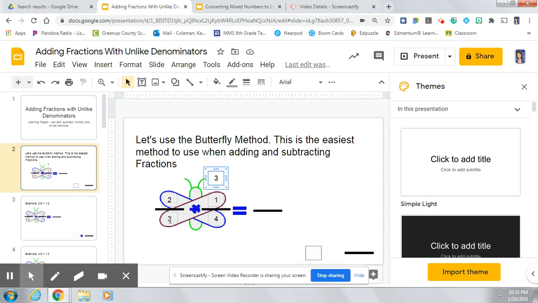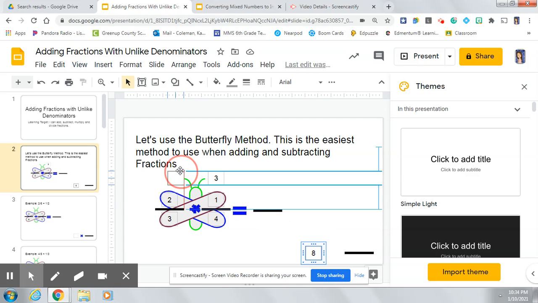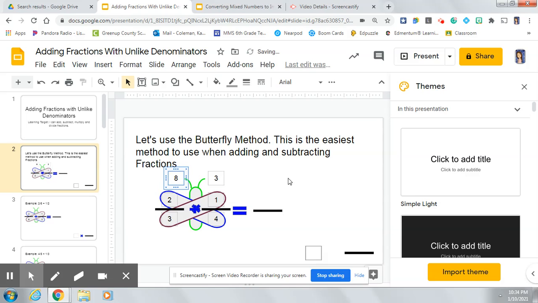Since I multiplied the two numbers in my purple wing, I also have to multiply the two numbers in my blue wing, going from the top left to the bottom right. So I have to multiply 2 times 4. 2 times 4 equals 8. So I'm going to put 8 right next to that second antenna.